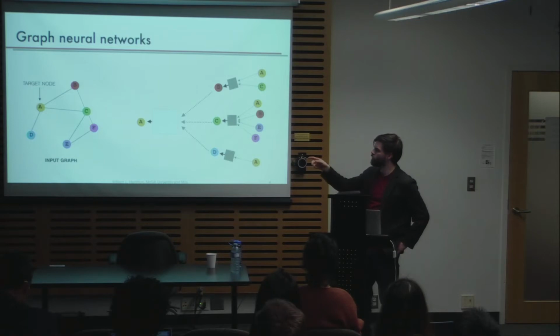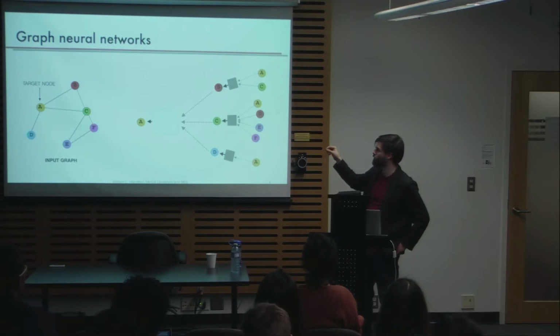So how this works is that if I want to generate a representation for some target node, say A, in this input graph, the way that this is done is that to generate a representation for node A, I'm going to aggregate information from A's local neighborhood in this graph, so from nodes B, C, and D.